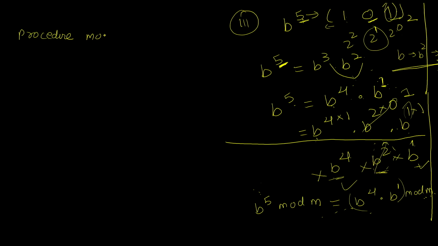So let me call this mod x for modular exponentiation. And I need 3 inputs, right? b to the power n mod m. So I'm going to take those. I want to start by considering my base b and the exponent of 5 here. Let's call that n. And I want n to use a binary notation.